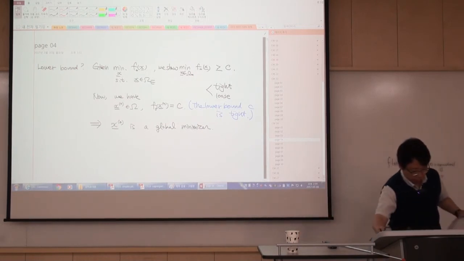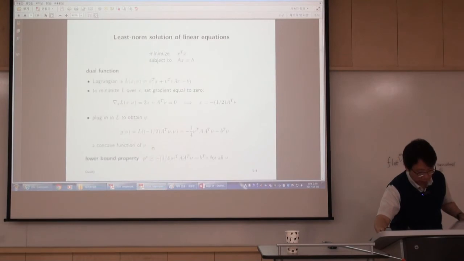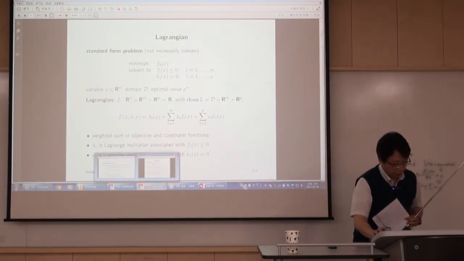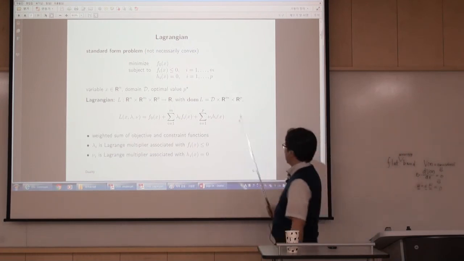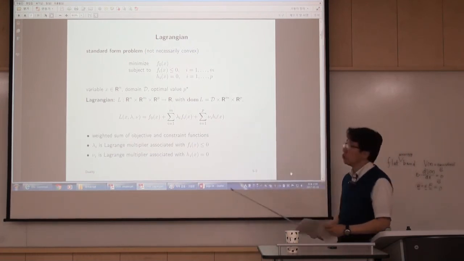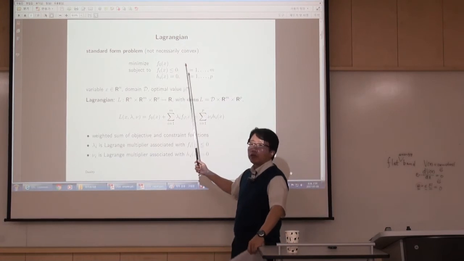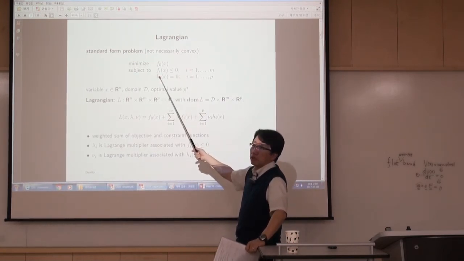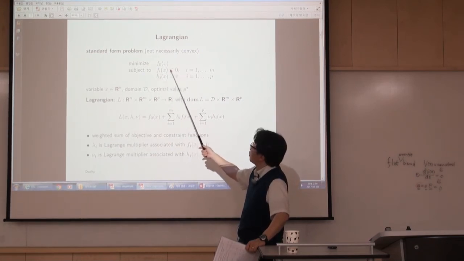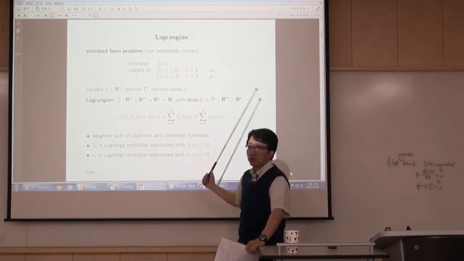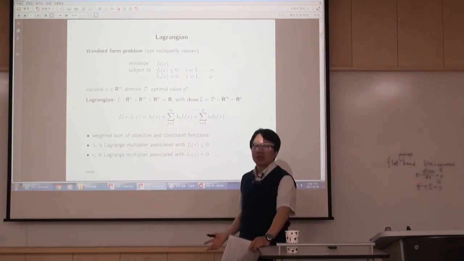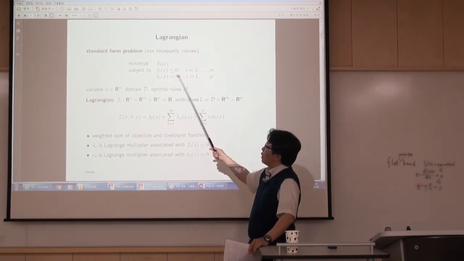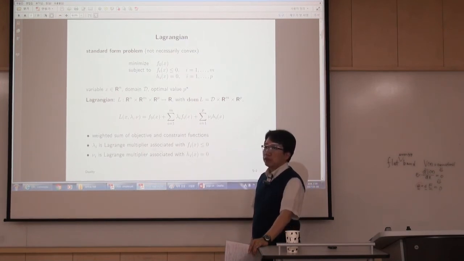So, as you see here, I exactly followed this page 5-2, but I've used a different notation. I've just written this part as f(x) less than or equal to 0, as a vector. I can just use that notation. And h(x) equals 0.